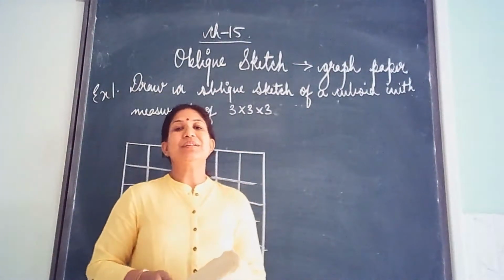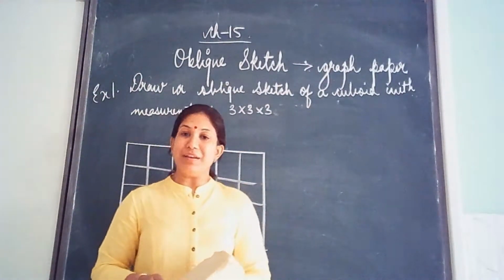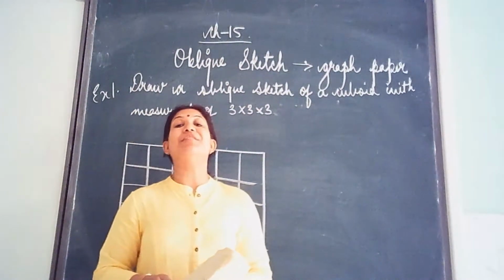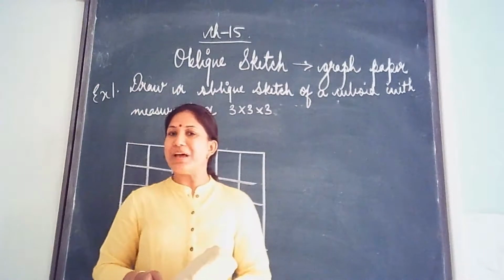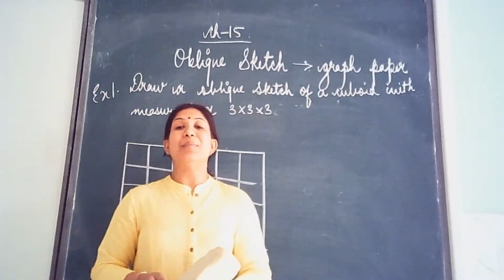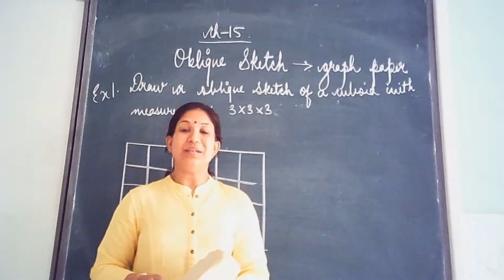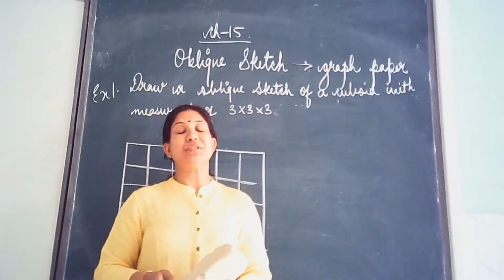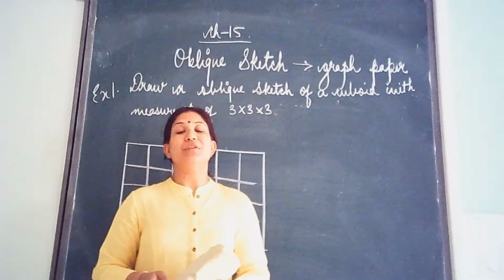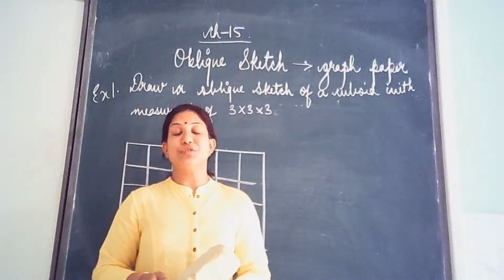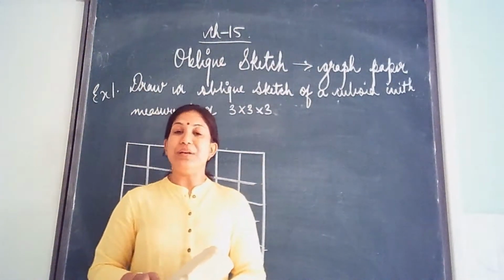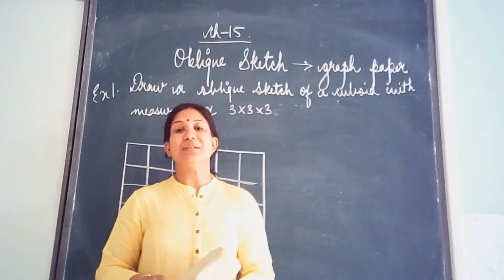Welcome children. This session is going to be a very interesting session for you because you are going to learn something very new. There are no calculations, no numericals. We will only learn about some sketches. In this session we are going to discuss a few topics of chapter 15, visualizing solids, for class 7, and we will understand about oblique sketch and isometric sketch.